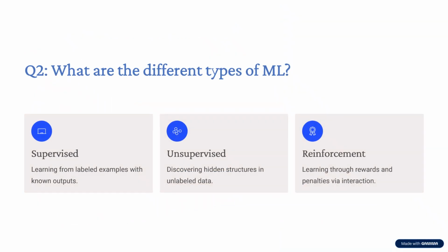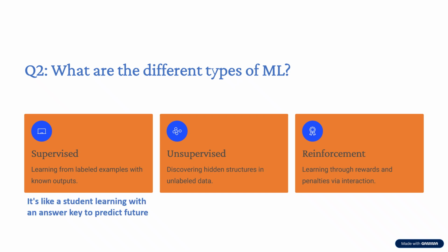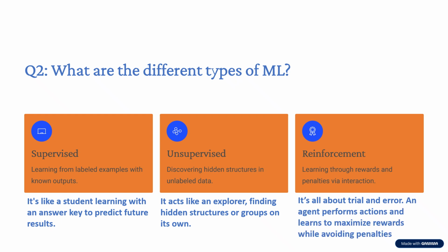There are three main pillars: supervised learning, unsupervised learning, and reinforcement learning. In supervised learning, we train models using labeled data. Think of it like a student learning with an answer key to predict future results. Unsupervised learning works on unlabeled data. The model acts like an explorer, finding hidden structures or groups on its own. Reinforcement learning is all about trial and error. An agent performs actions and learns to maximize rewards while avoiding penalties.